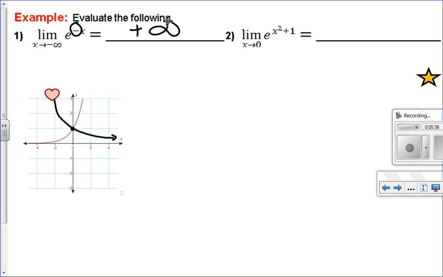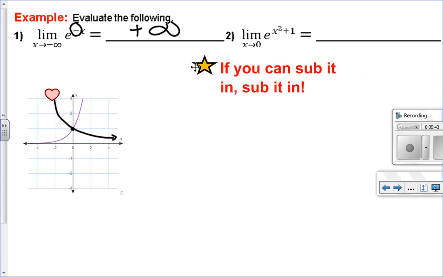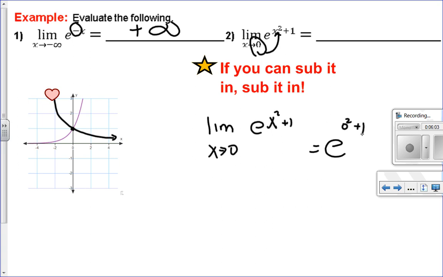Okay, my next question here. The limit as x approaches 0 of e to the x squared plus 1. So my little tip here, if you can sub in the limiting value, you sub it in. We can't substitute in infinity, but we can, in this case, substitute in 0. So the limit as x approaches 0 of e to the x squared plus 1 will be equal to e to the 0 squared plus 1, which is just e to the 1. So this limit will approach a value of just e.